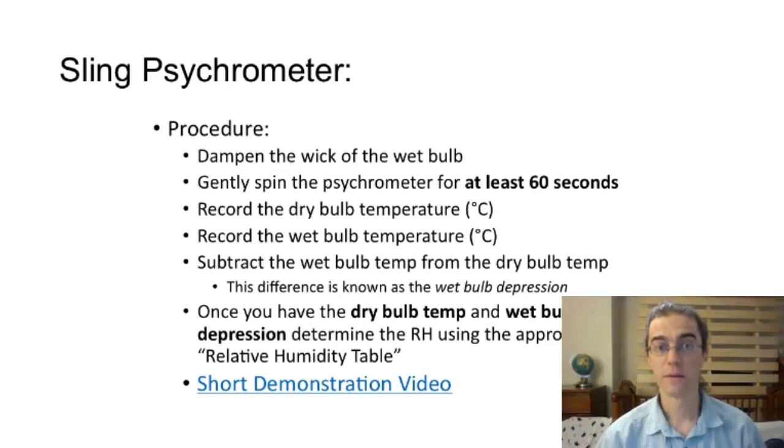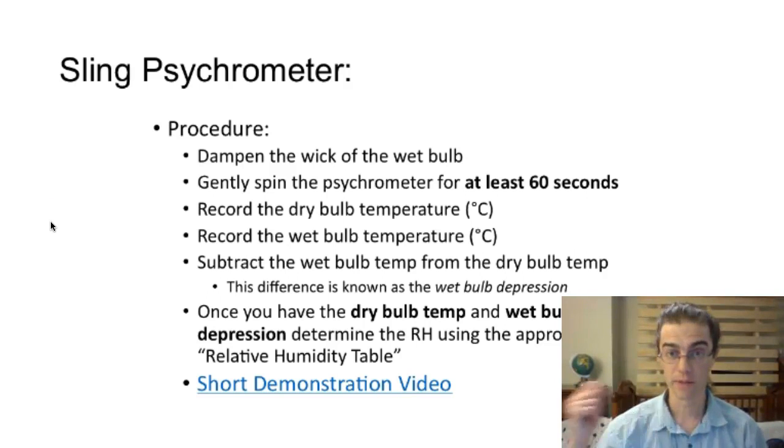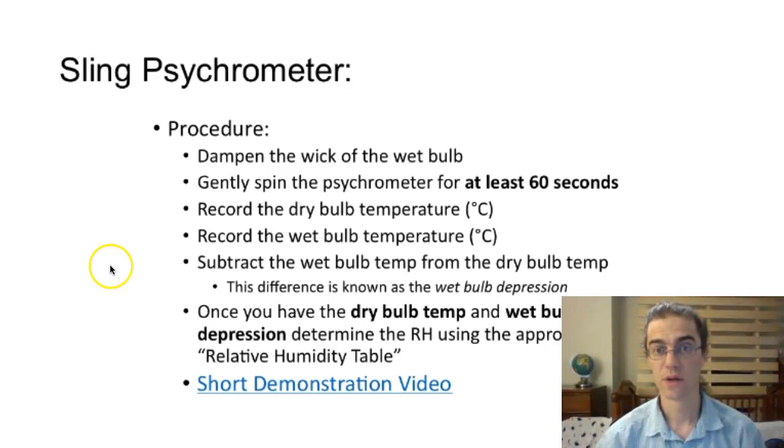So the procedure is to dampen the wick or the sock of the wet bulb and gently spin the psychrometer for at least 60 seconds.